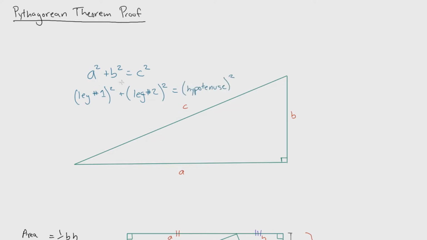So the order of A and B doesn't matter, but it does matter what you set those squares equal to, and that has to equal the hypotenuse. And to figure out the hypotenuse, it is simply the side length directly across from the angle that is 90 degrees. So from here to here, this will always be the hypotenuse. And that is the proof of the Pythagorean theorem.